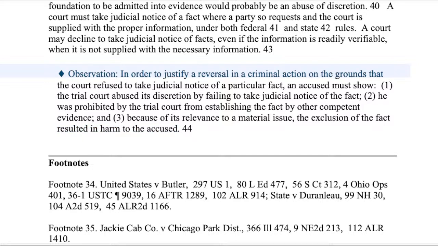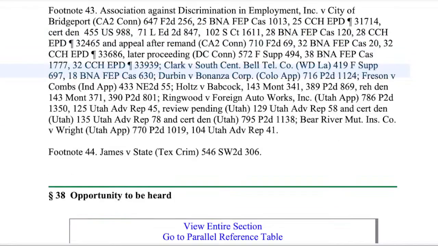So there it is. In order to justify a reversal in a criminal action, on the grounds the court refused to take judicial notice of a particular fact. And this comes from footnote 44. And here's that case: James versus State, Texas. All right.